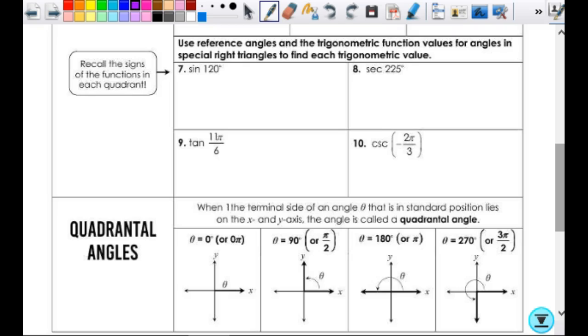I write it down for myself because if I don't, I won't remember what I just thought, and I just have to go think it again. Write down your own thought process. Know what quadrant we're in. We need to know the quadrants so we know the signs, right?